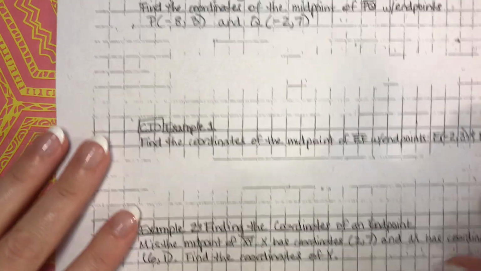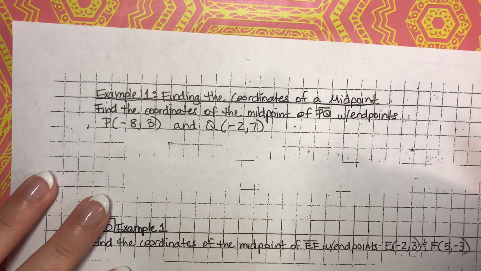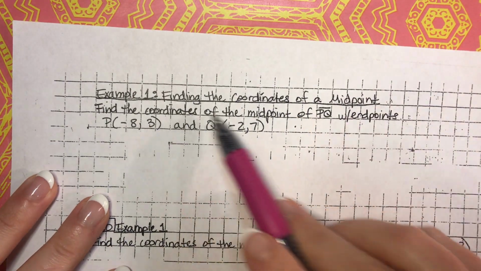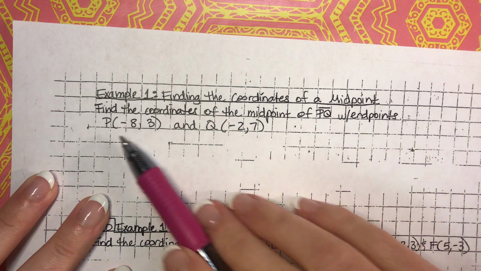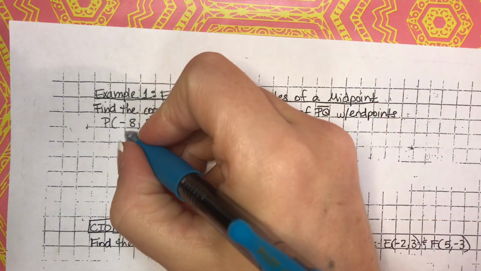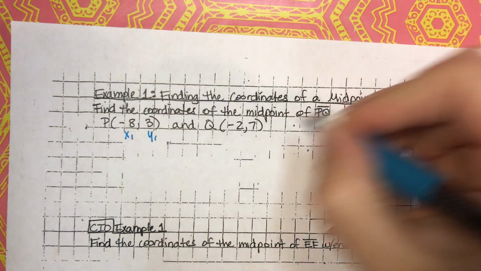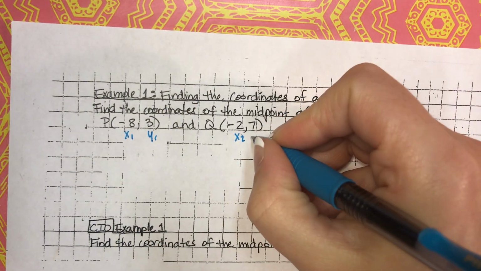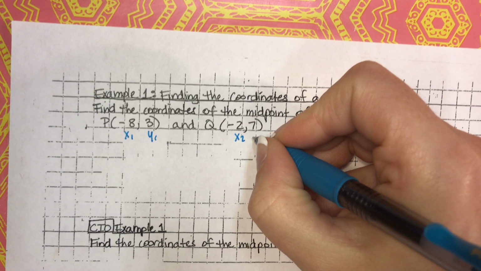So it says right here, example 1, finding the coordinates of a midpoint. So we're going to find the coordinates of the midpoint of PQ with endpoints P and Q. All right, cool. So I am going to go ahead and label these. P is going to be x1. This is going to be y1. This is going to be x2. This is going to be y2.